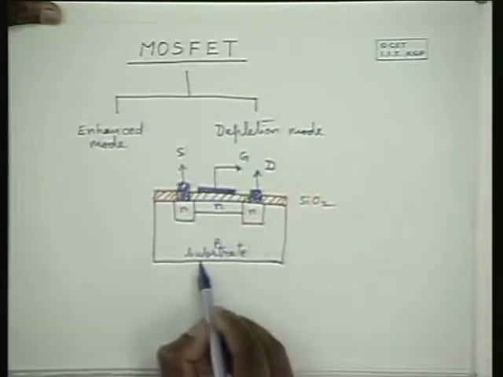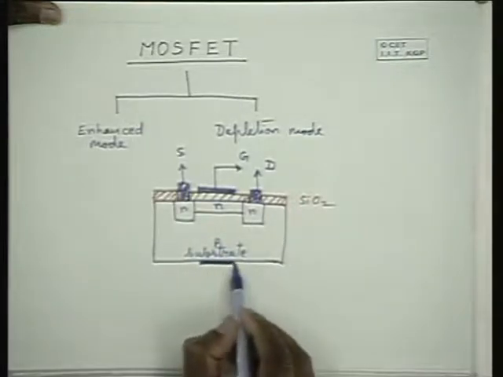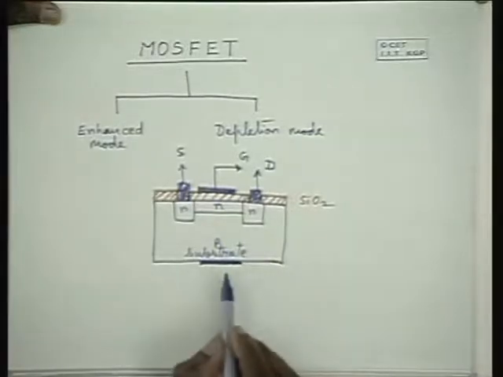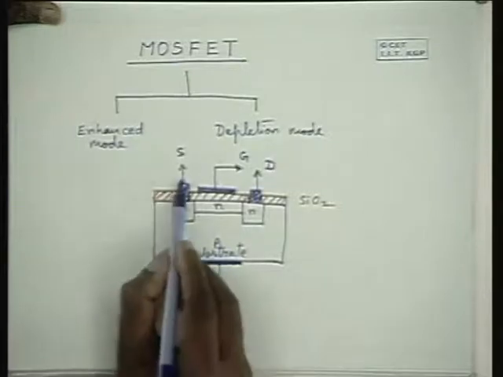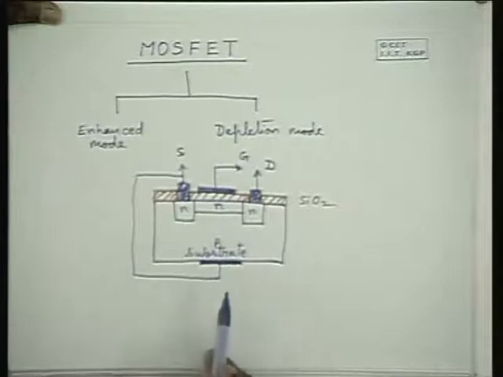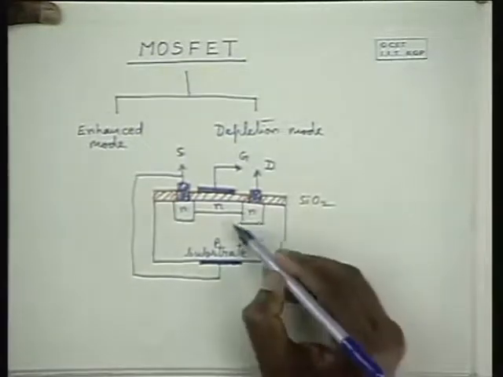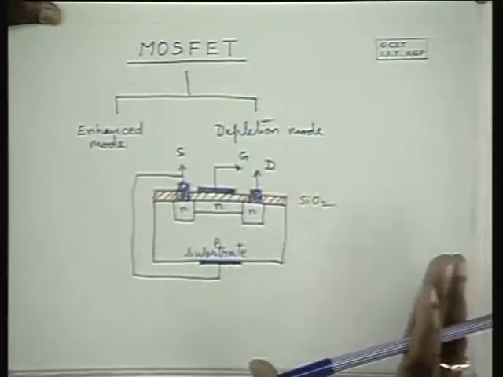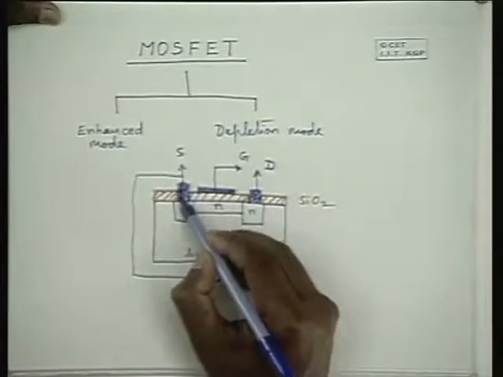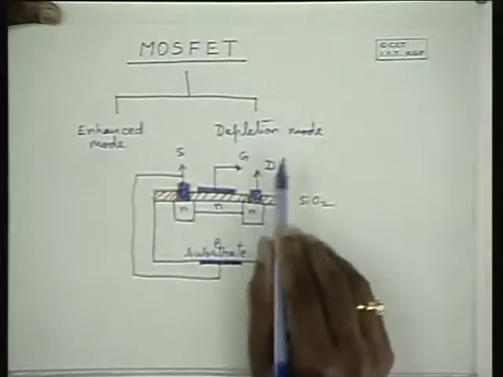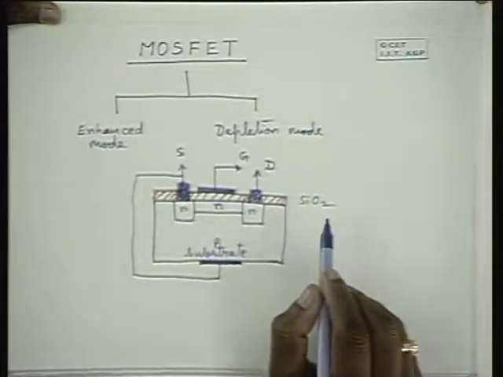Typically for the substrate also, an ohmic contact is made, and this is usually short circuited with the source, and the thickness of the substrate is high. So this is the construction of a depletion mode MOSFET.